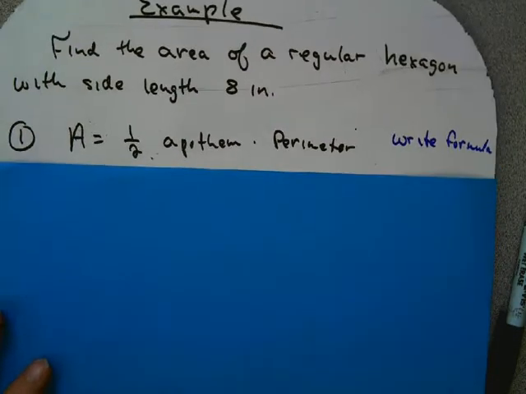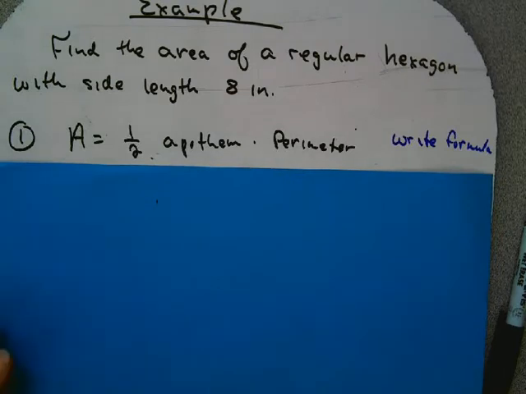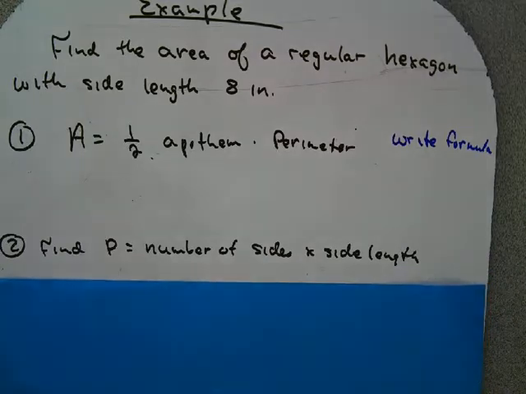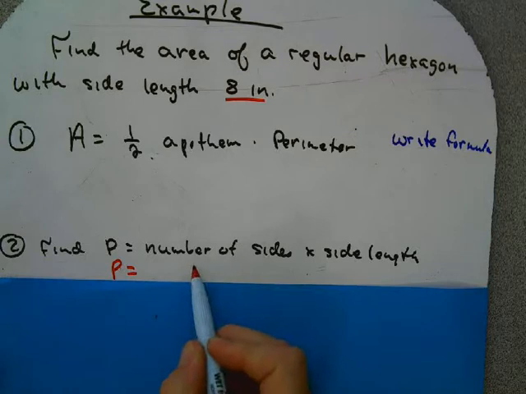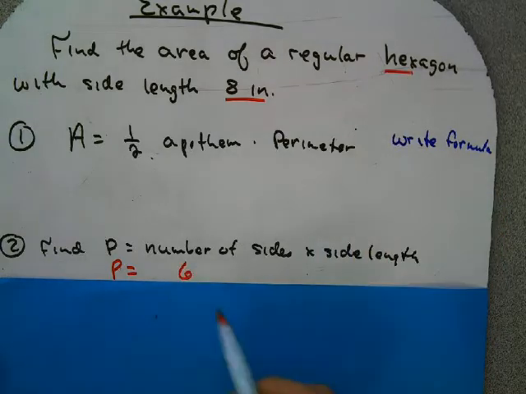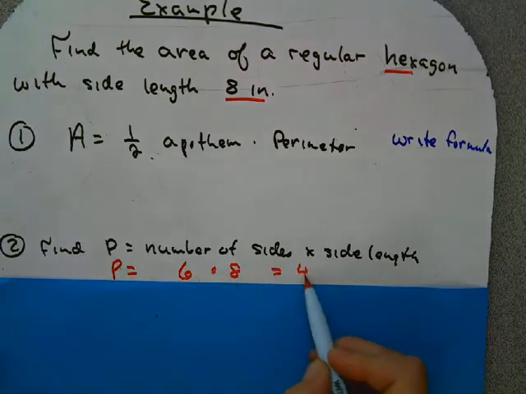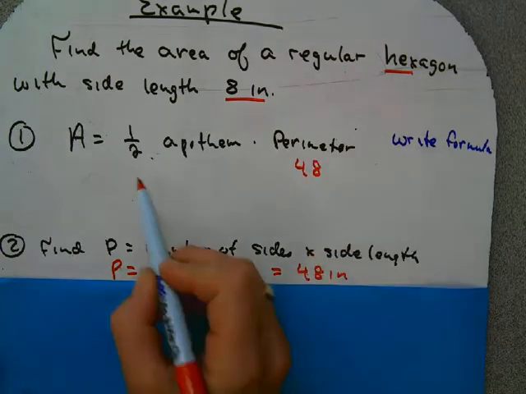We want to find the area of a regular hexagon with side length 8 inches. Okay, so we write down our formula first. That's always the first thing. Step 2, find the perimeter. Well, we know perimeter equals the number of sides, hexagon, 6 sides, times 8 inches. So 3 times 8 is 24. 24 and 24 is 48 inches. There's my perimeter. I can put that right in the formula. I am halfway there already.